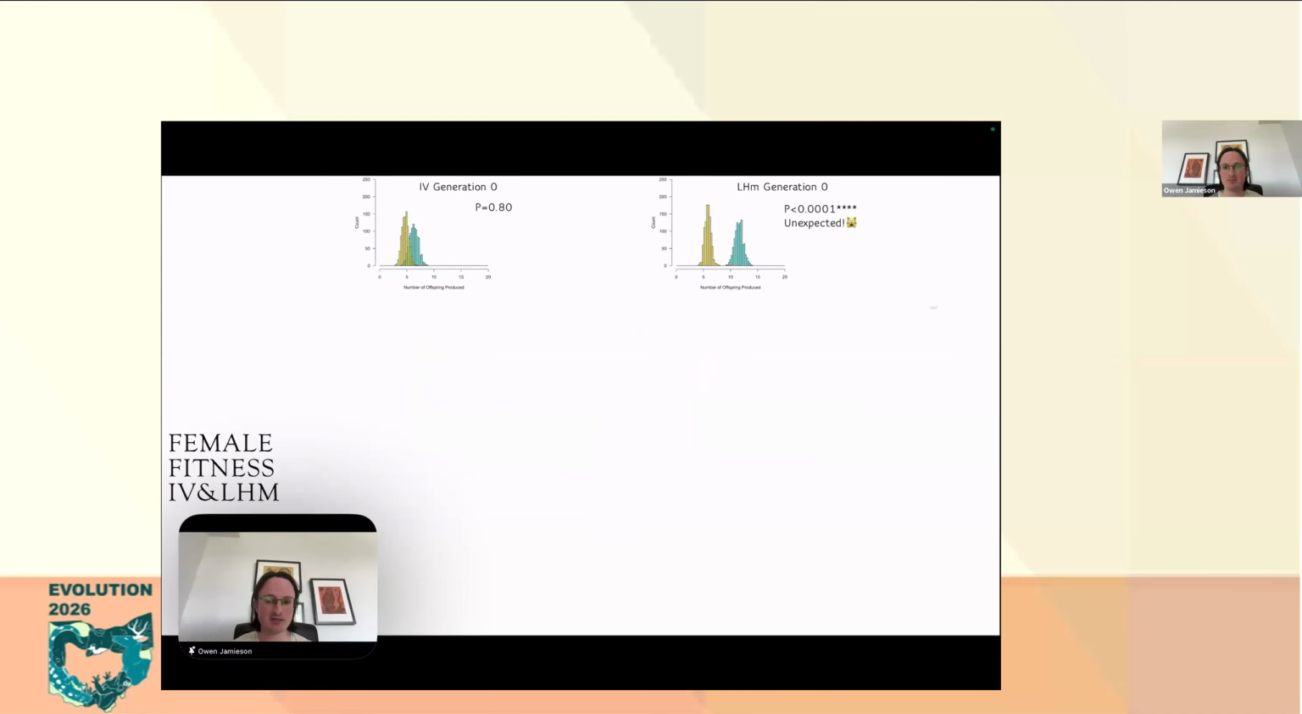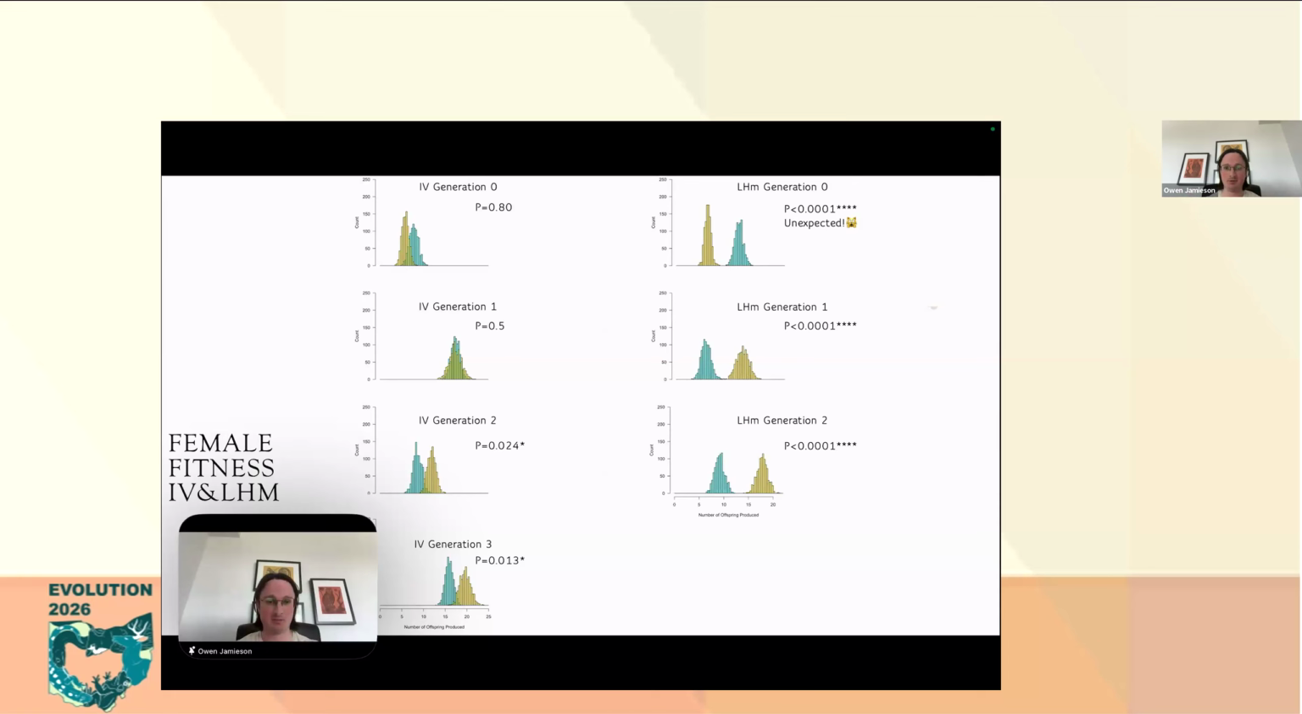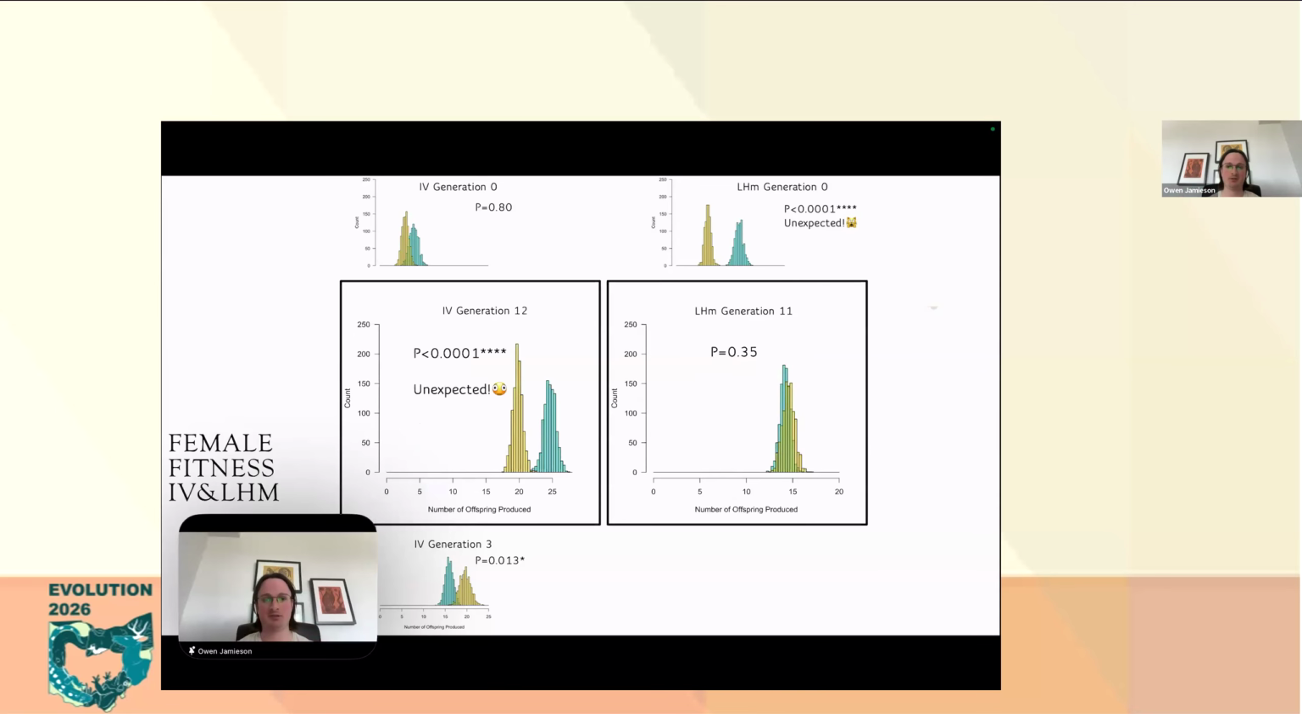Then looking at female fitness, same thing here, except it's number of offspring produced. So you see that both control females started out doing better. Then we see experimentals actually doing better near the end. And then similar with the LHMs, experimental doing better. Interestingly, at the end, we saw a total switch in the IVs. Controls were much better, and LHMs kind of equaled out.